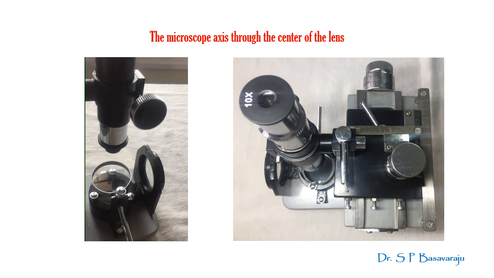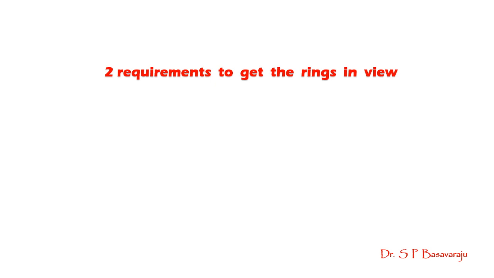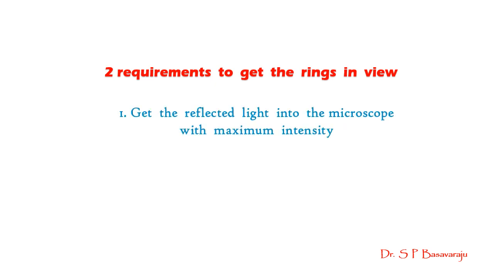Okay, having done that, now how do you get the rings? It's simple. There are just two requirements to be met. First one is to get the reflected light into the microscope with maximum intensity. Second one is to move the objective to the focusing distance. Now let's see about the first step.